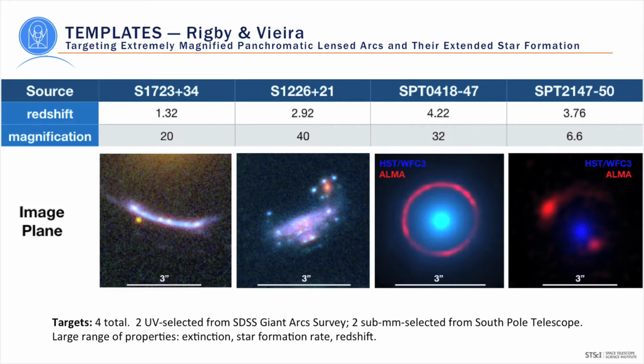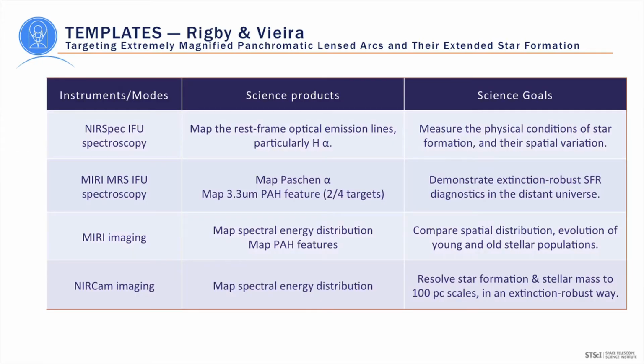Two of them are selected from the ultraviolet, so they have fairly low extinctions, and two of them are selected from the submillimeter, so they're very highly extincted. So in a small number of galaxies, we're trying to span parameter space for the redshift 1 to 4 universe. And I should say that the sizes of these galaxies are such that they're designed to fit in the integral field units of JWST.